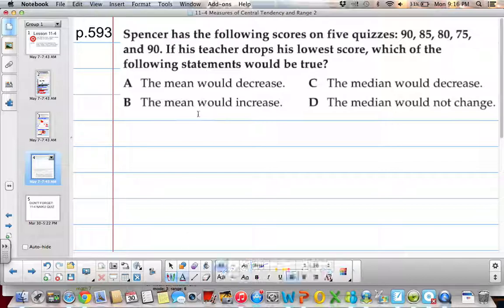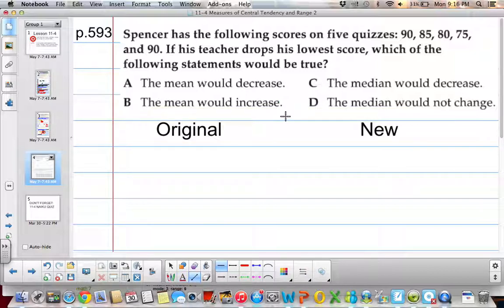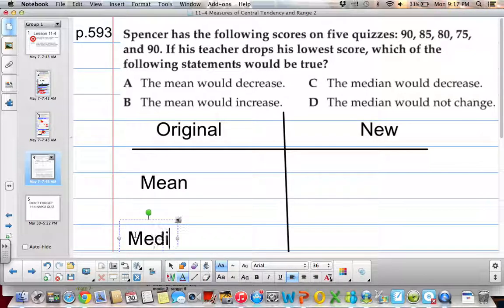So I am going to make a little table. So his original and then his new mean and median. So mean, median, mean.